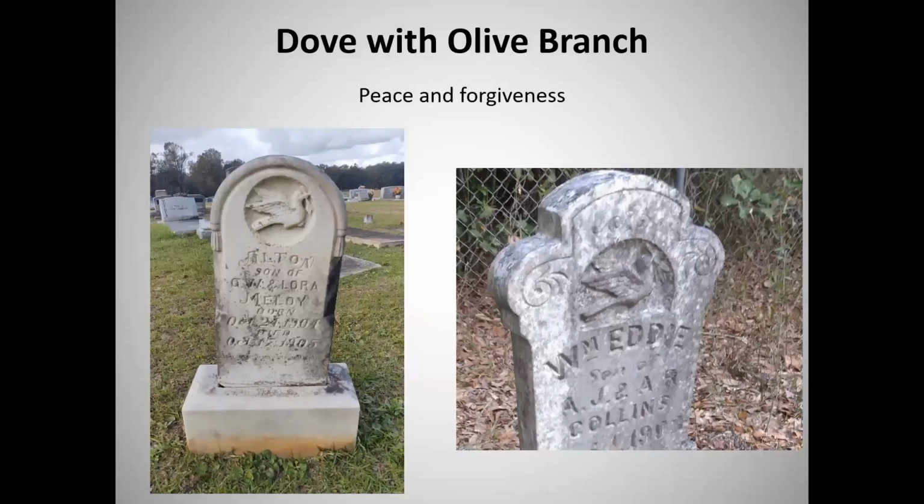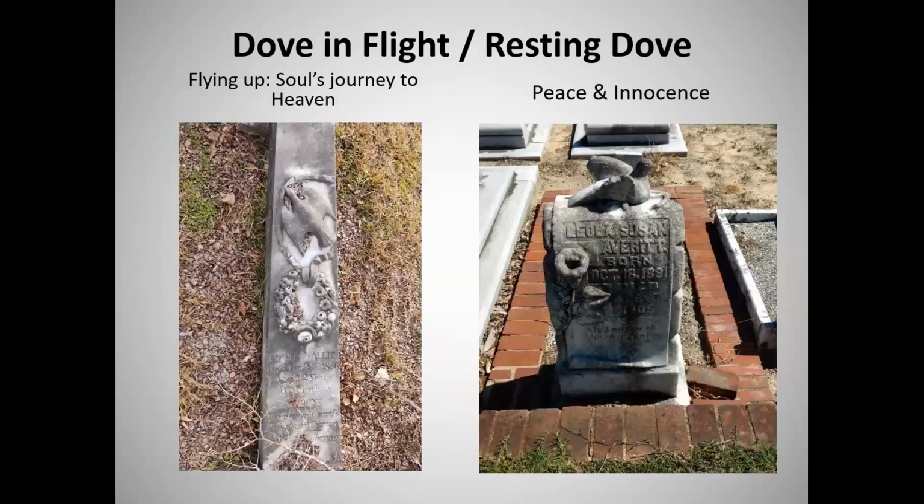If you see a dove with an olive branch, it means peace and forgiveness. And this could be on a child or an adult's grave. A dove in flight, when it is flying up, is the soul's journey to heaven. And a resting dove will represent peace and innocence.